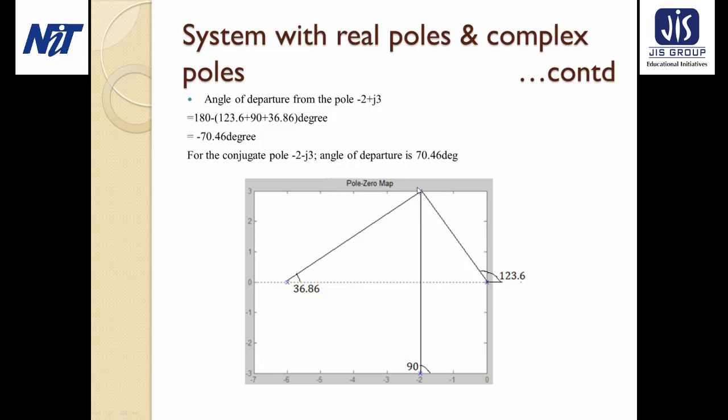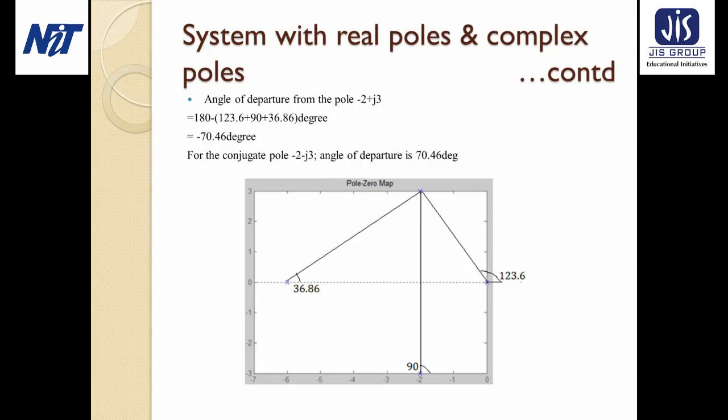And we know that the root locus is symmetrical about the real axis. That means the root locus above the real axis is actually the mirror image of the root locus below the real axis. So these two poles are complex conjugate poles. If we find out the angle of departure for the minus 2 plus j3 pole, then the other will be the mirror image of the angle of departure for the first pole. So in this problem we are calculating only the angle of departure for minus 2 plus j3.